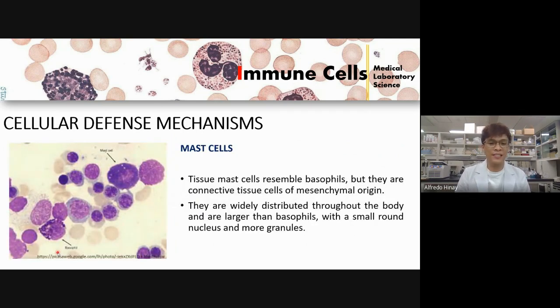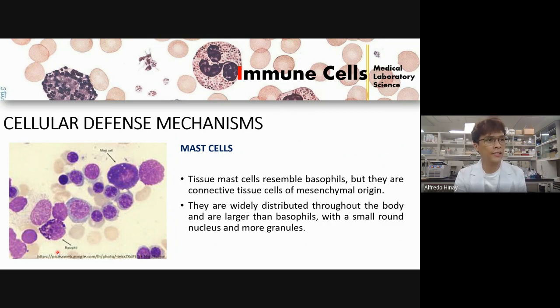And then you have your mast cells. These are the tissue mast cells, which resemble basophils. They are a connective tissue cell of mesenchymal origin. They are widely distributed throughout the body and are larger than your basophils, with a small round nucleus and more granules. So your mast cells and your basophils are somewhat related.